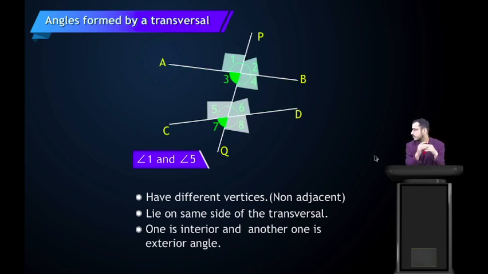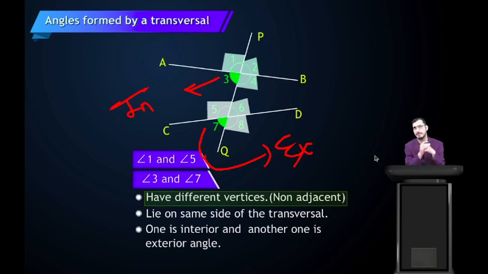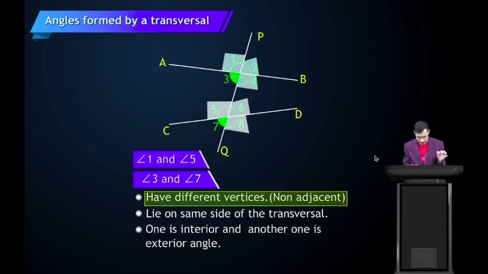Now when we talk about angle 3 and angle 7, similarly they have different vertices, that means non-adjacent, lie on the same side of the transversal, and one is interior and another one is exterior. You can see here angle 3 is interior, angle 7 is exterior. So angle 1 and 5 and angle 3 and 7, both lie on the same side of the transversal, have different vertices, and one is interior and another one is an exterior angle.